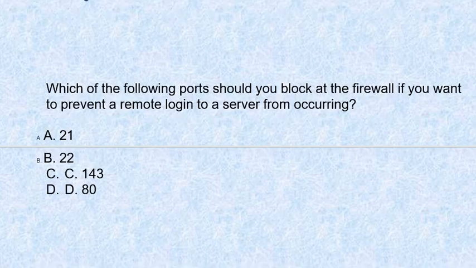The next question is, which of the following ports should you block at the firewall if you want to prevent a remote login to a server from occurring? The options are option A, 21, option B, 22, option C, 143, option D, 80.